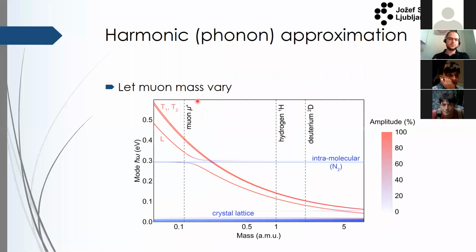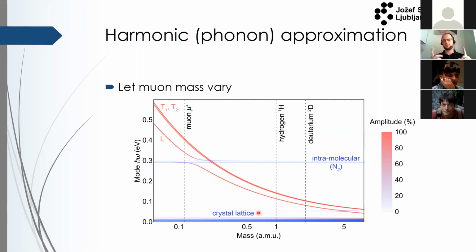What if we let the muon mass vary? What we're trying to do is basically calculate isotope effects for the phonons, I guess. So at the experimental muon mass, we get some frequencies, but if we vary the mass of the muon, we can calculate easily the whole spectrum. So all the eigenmodes of a crystal with a muon in it. We see features that are recognizable. For example, the crystal lattice at very small frequencies.